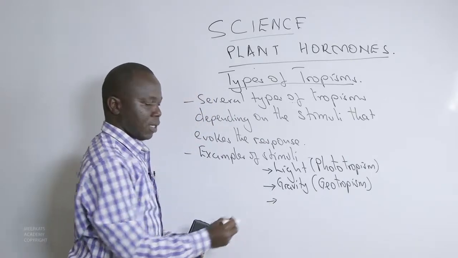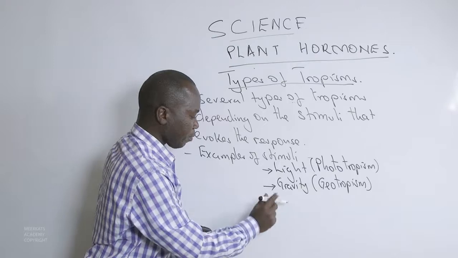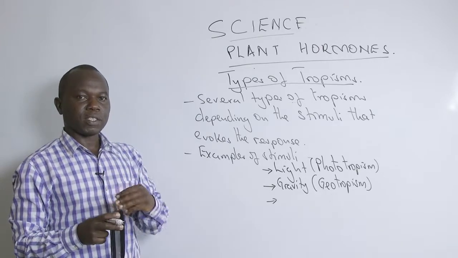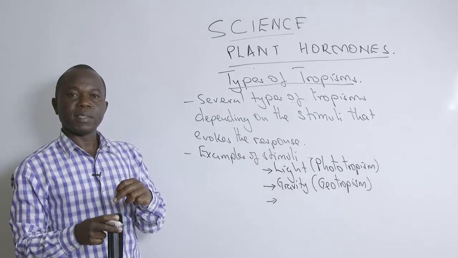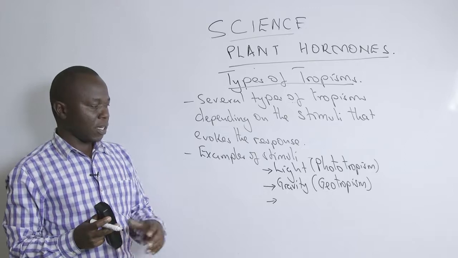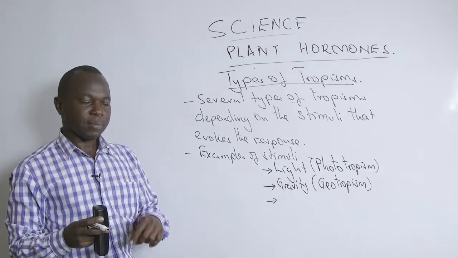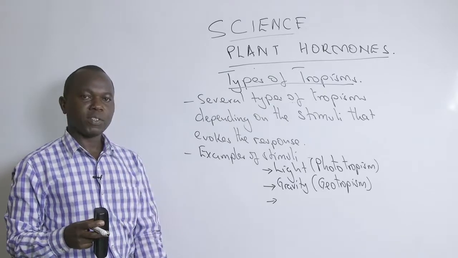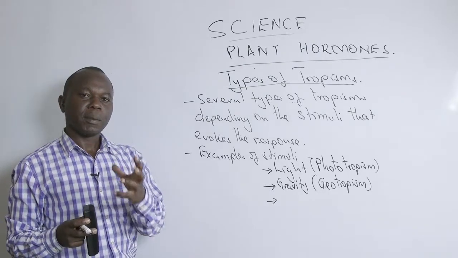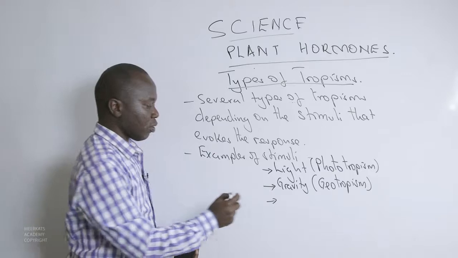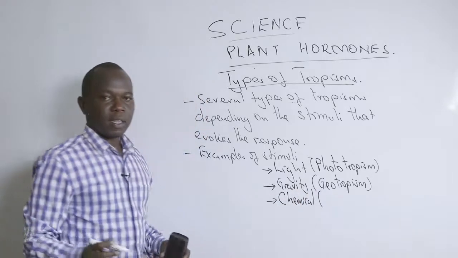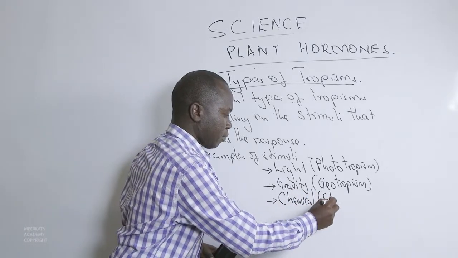If the stimulus is chemicals, for example the pollen tube, when pollen grains land on the stigma, they usually germinate and then form a tube that will deliver the generative and male nuclei to the embryo sac. For the pollen tube to grow down the style of the flower, it is going to respond to some chemicals produced in the embryo sac. So if the stimulus is chemicals, it shall be called chemotropism.